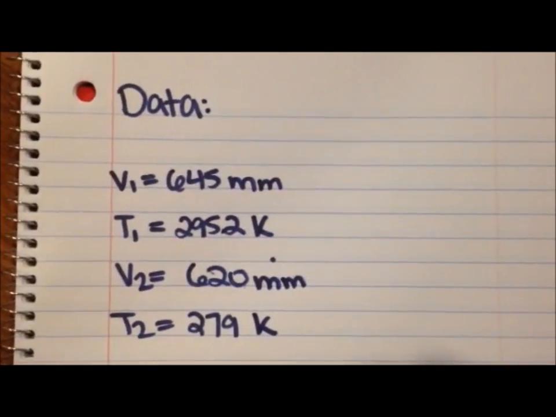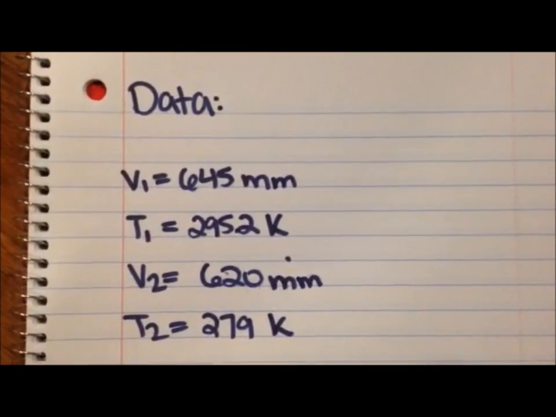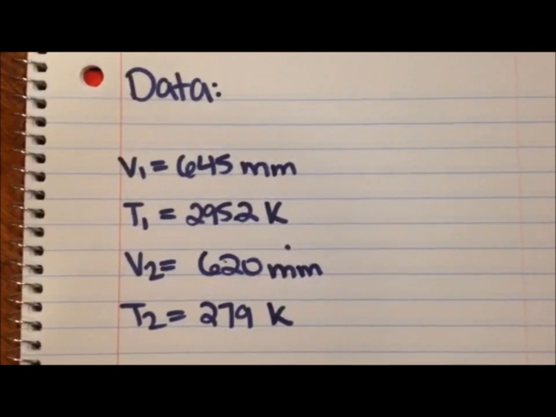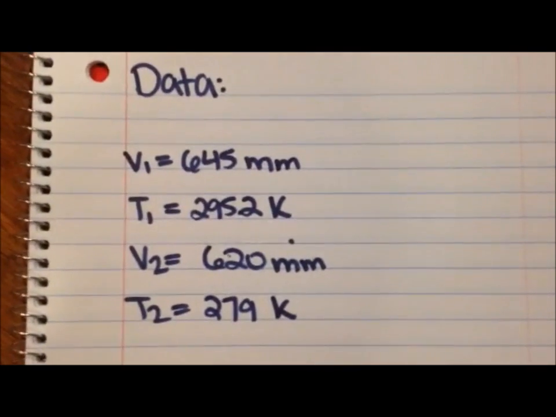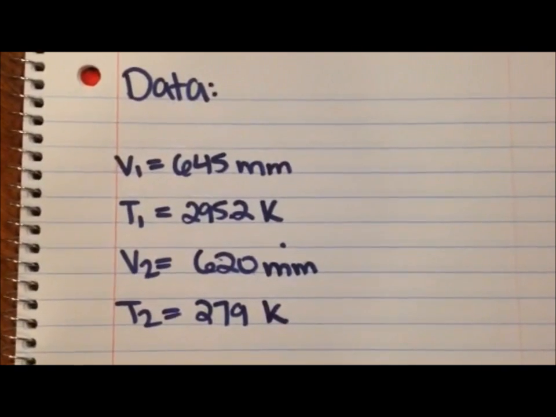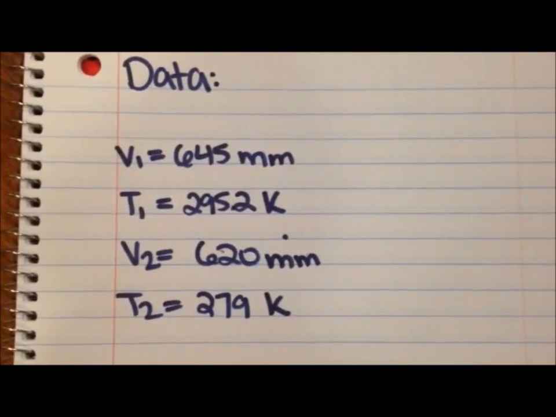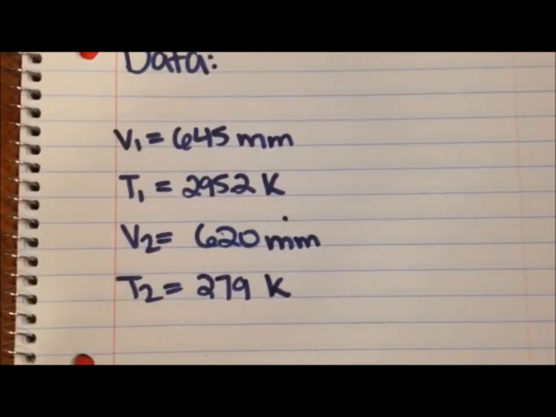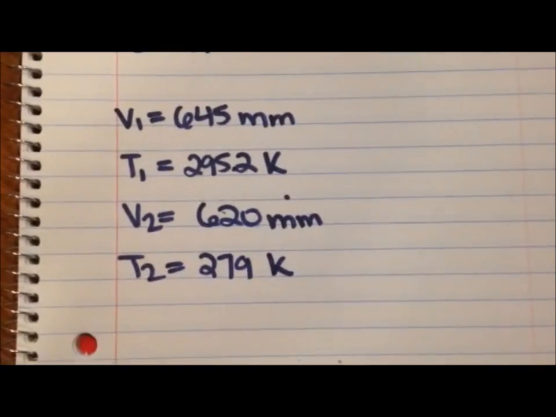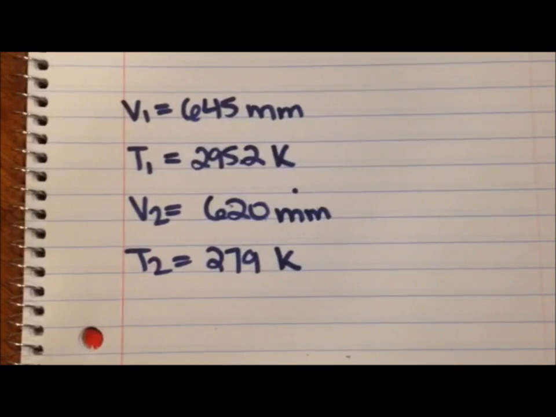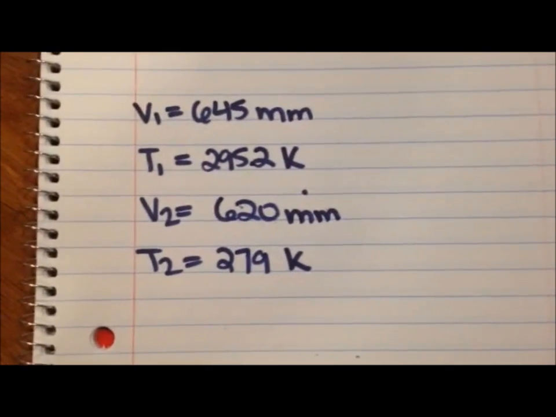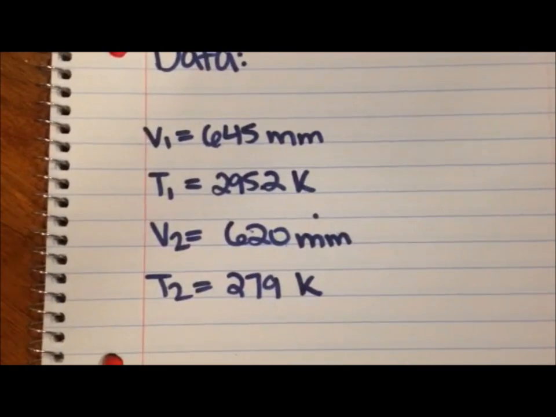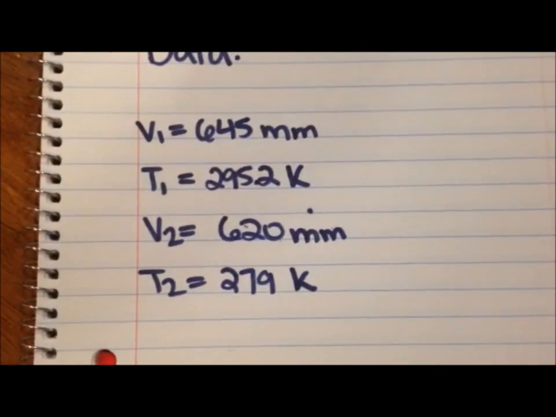Here we have our official data from the experiment. For our initial volume, we used the circumference of the balloon. We were able to use the circumference of the balloon because the circumference is relative to the volume, so the circumference is 645 millimeters. The initial temperature was 22.2 degrees Celsius, which when you add 273, you get 295.2 Kelvin. Our final volume of the balloon was the circumference of 620 millimeters, and again we were able to use that because the circumference is relative to the volume. For our final temperature, we got 279 Kelvin, or 6 degrees Celsius.